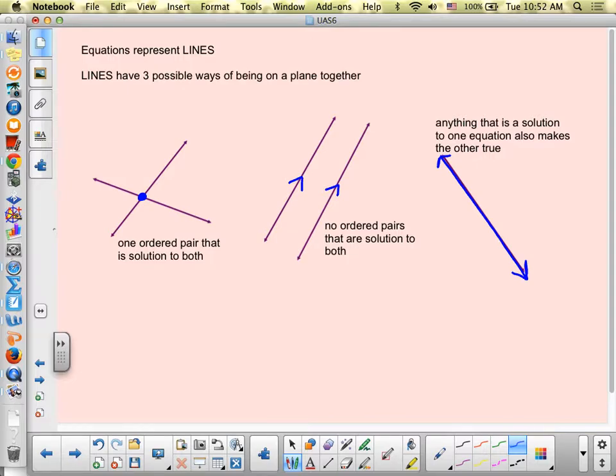We're mostly going to be dealing with this situation if we're talking geometric application, although every once in a while, parallels.